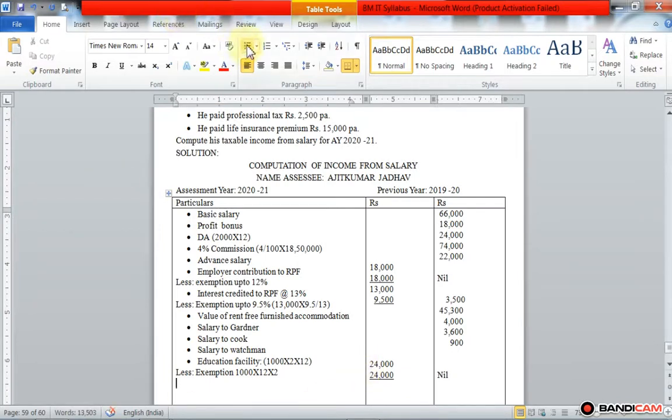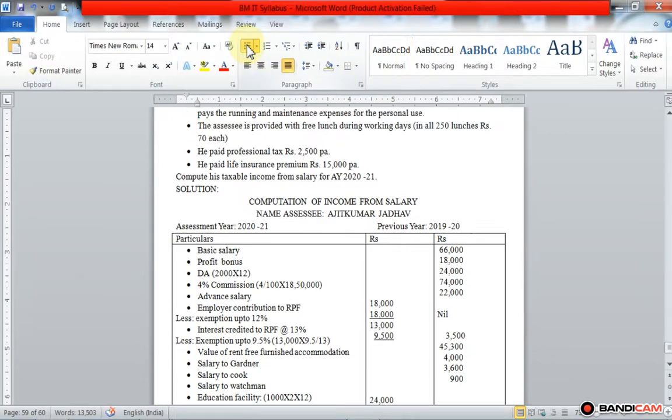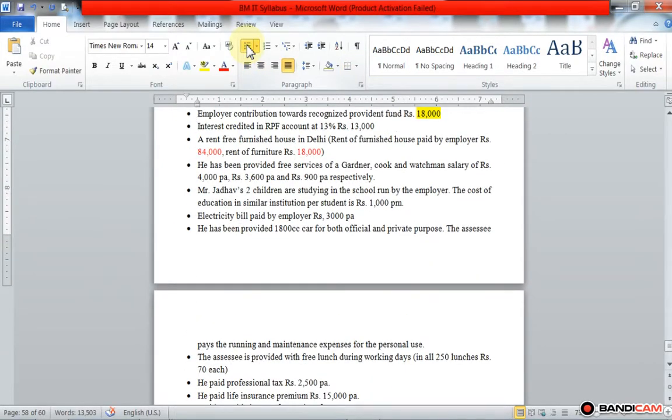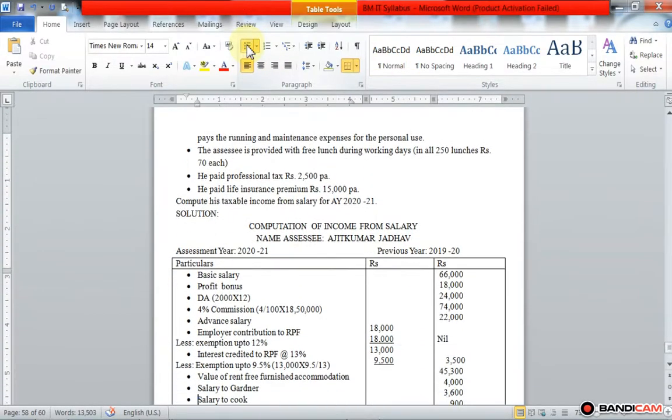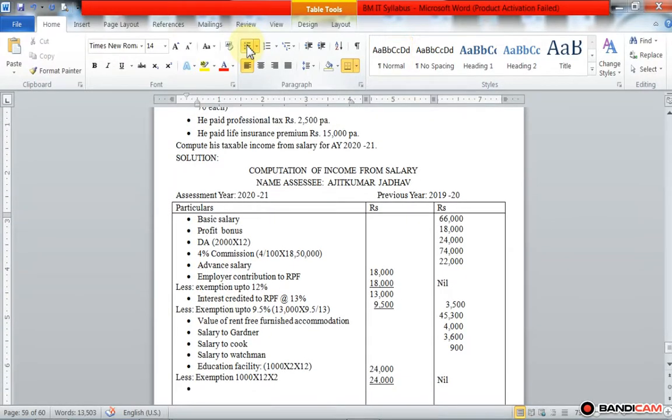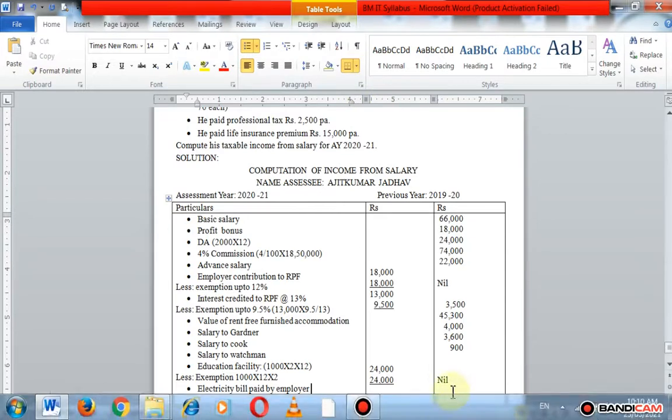Then next, electricity bill paid by employer. So electricity bill paid by employer is taxable, amounting to rupees 3000 per annum.